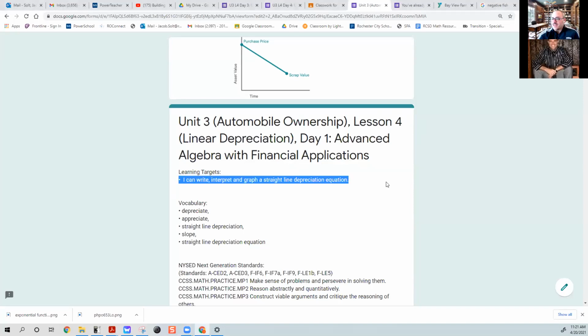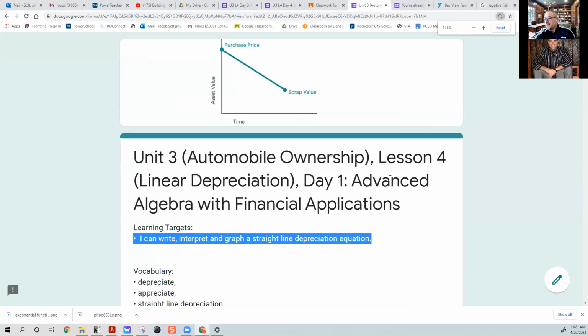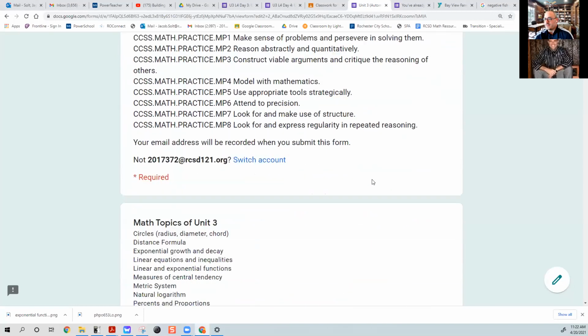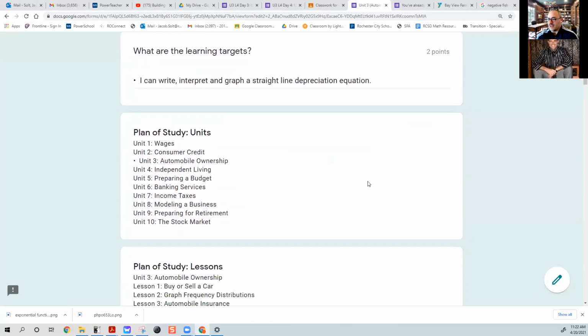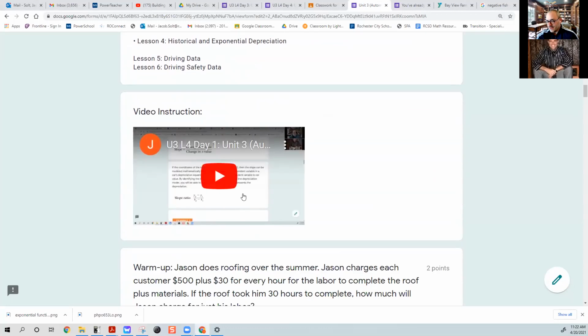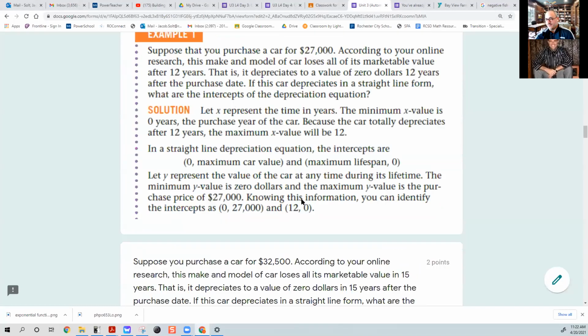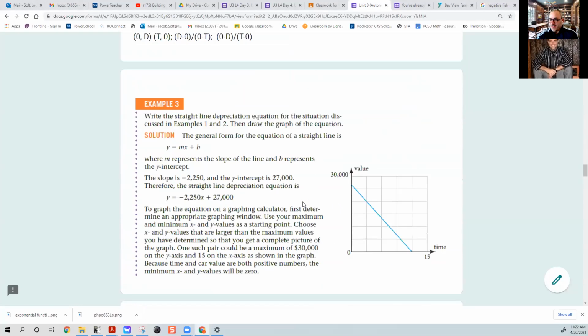Okay, so this is day 1, lesson 4. Our learning target is: I can write, interpret, and graph a straight line depreciation equation. That's what we're working on. Let me get this a little bigger since I don't have the calculator in the way. We already put our name in, we already put the learning targets in, and we already went over the video from yesterday's class. We did all that. I'm going on to example 4.